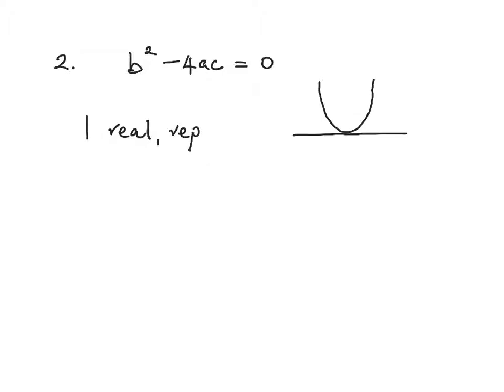b squared minus 4ac sometimes has the value 0. And if it does, we would expect to see our quadratic function touching the x-axis. We're not cutting through it. Which is to say, if b squared minus 4ac equals 0, then we have one real repeated root.